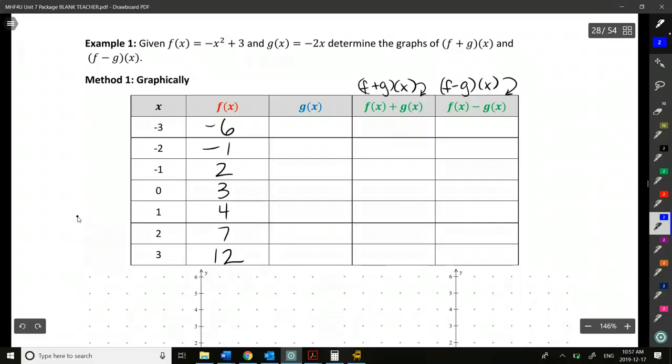g at x? 6, 4, 2, 0, negative 2, negative 4, negative 6. Perfect.